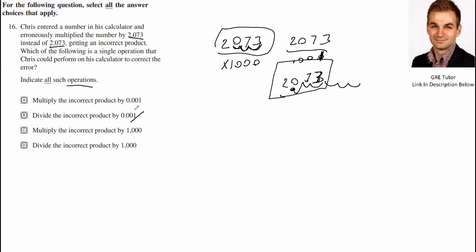So this one's out. If you multiply the incorrect product by 1,000, you're actually doing the same thing as dividing it by 0.001. So this one's out. You're making it much bigger. You're taking 2073, you're adding 3 zeros to it.